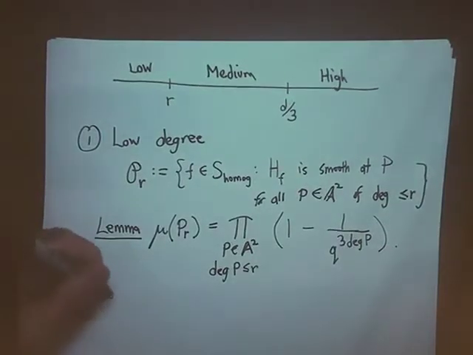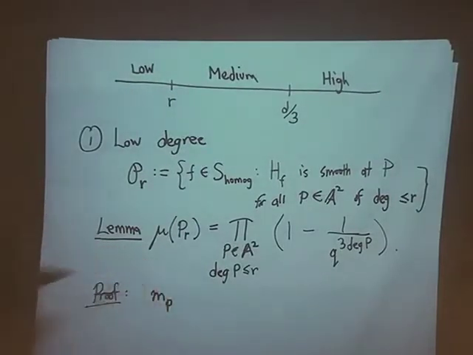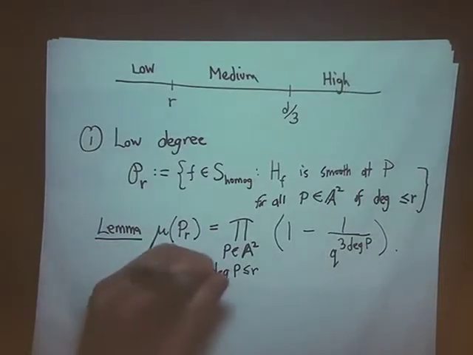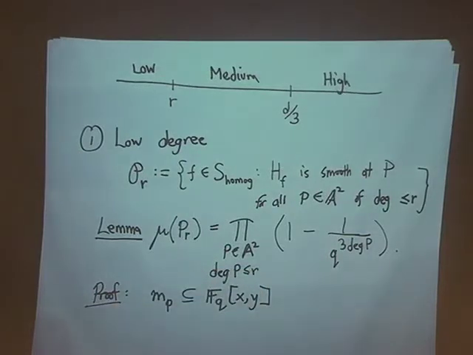Well, we're going to look at the maximal ideal corresponding to each closed point. That's going to be a maximal ideal in, well, we're talking about A2, so it's just a maximal ideal of the polynomial ring F_q[x,y]. So this will be the maximal ideal corresponding to P. And how do you express, in terms of these maximal ideals, the fact that F equals 0 is smooth at P?